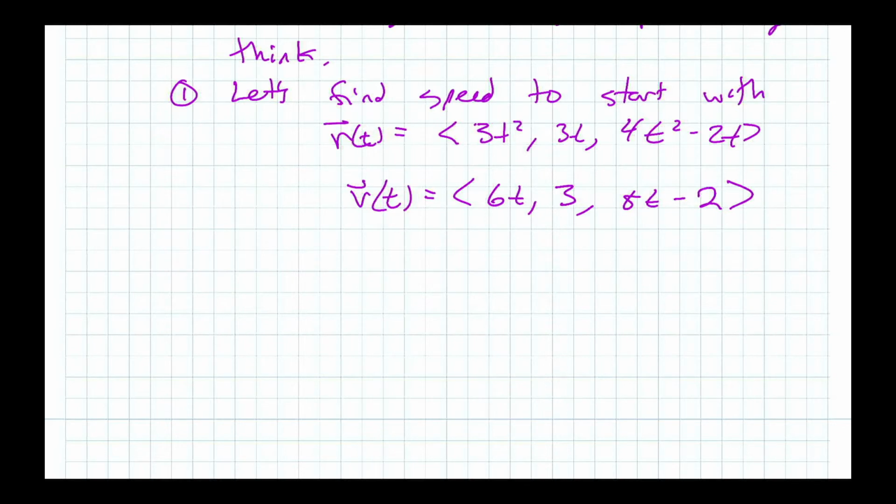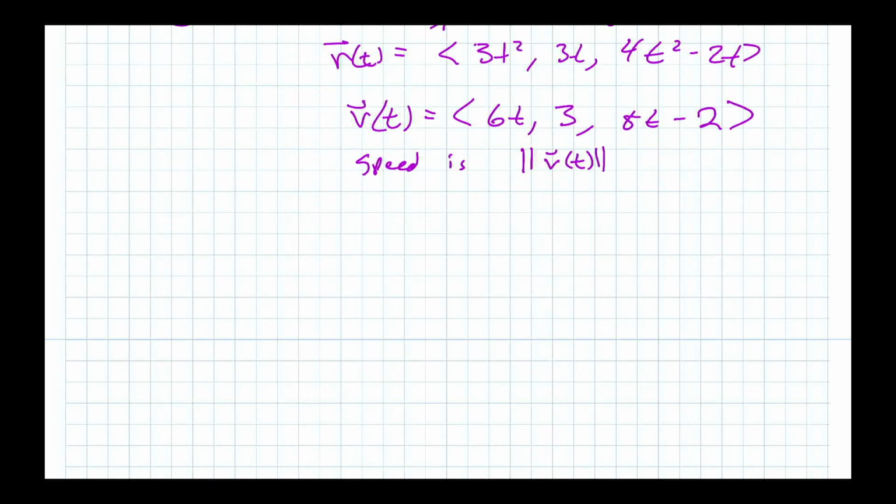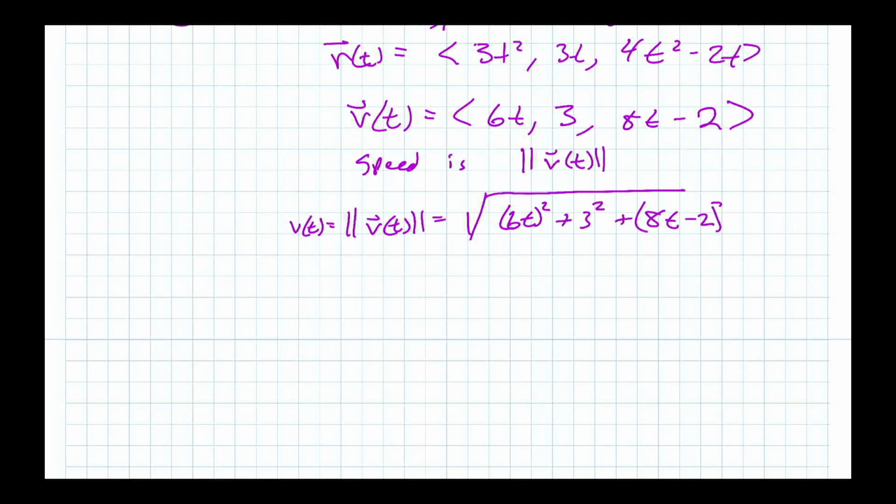Now, if it was just velocity that we were dealing with, that would be one thing. But what we've got to do is get speed. So in order to get speed, we need the magnitude of this vector. So speed is the magnitude of this vector. So it's got that square root in there, and that sucks. So v of t, no vector symbol, is the magnitude of v of t with the vector symbol. And that's going to be the square root of (6t) squared plus 3 squared plus (8t minus 2) squared, right?